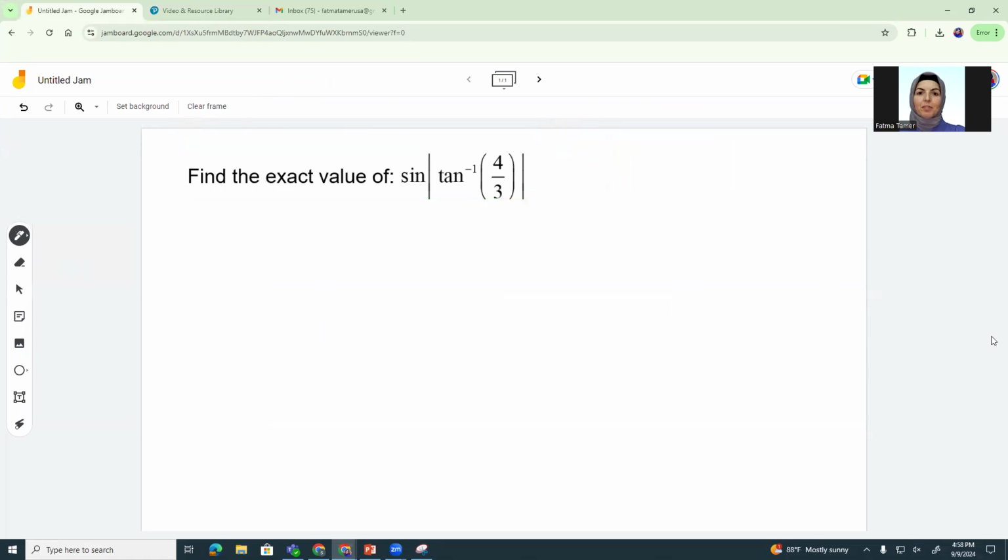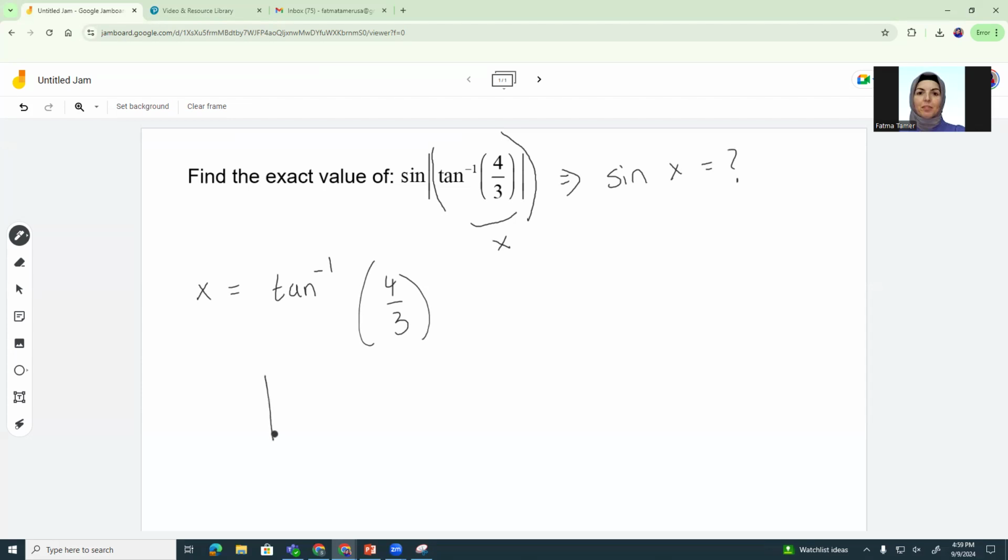So the nested function here is, I do need to find first the angle, the angle whose tangent theta is equal to 4/3. So I want to just label this part as x. So x is equal to inverse tangent of 4/3. And then since I labeled the whole thing as x, my question is, what is sine of x right now? That's what the question is asking me.